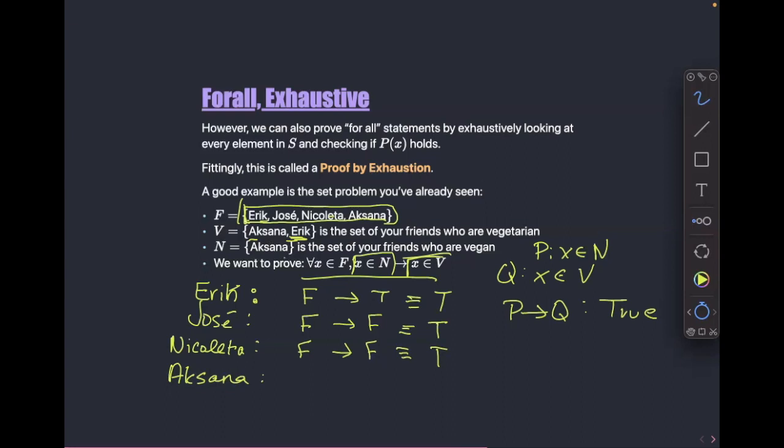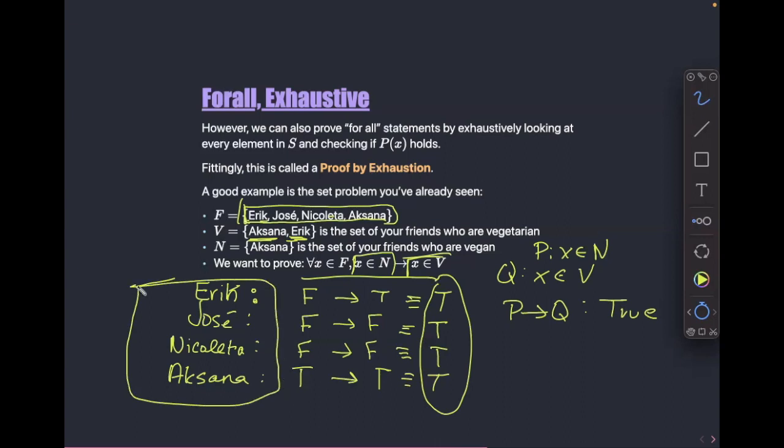So Oksana is in N, so that's true. And Oksana is in V, so that's true. And so true implies true, evaluates to true. So for all elements in F, we get all values of true. So that's our proof by exhaustion, that this statement here always evaluates to true, it always holds. And so that's an idea of a proof by exhaustion.